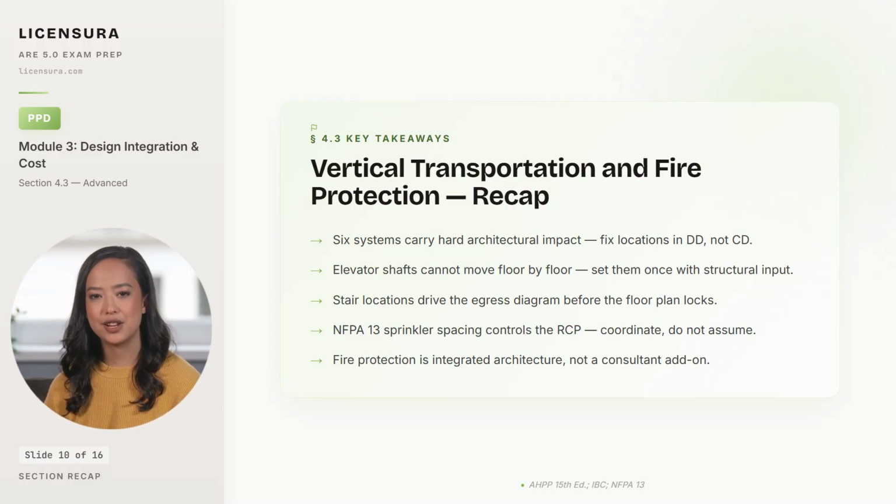NFPA 13 sprinkler spacing controls the reflected ceiling plan. The architect coordinates the RCP against sprinkler design rather than expecting the sprinkler designer to work around finishes. And finally, fire protection is integrated architecture, not a consultant add-on. The architect who treats it as the latter watches the schedule die. The architect who treats it as the former delivers a coordinated set.